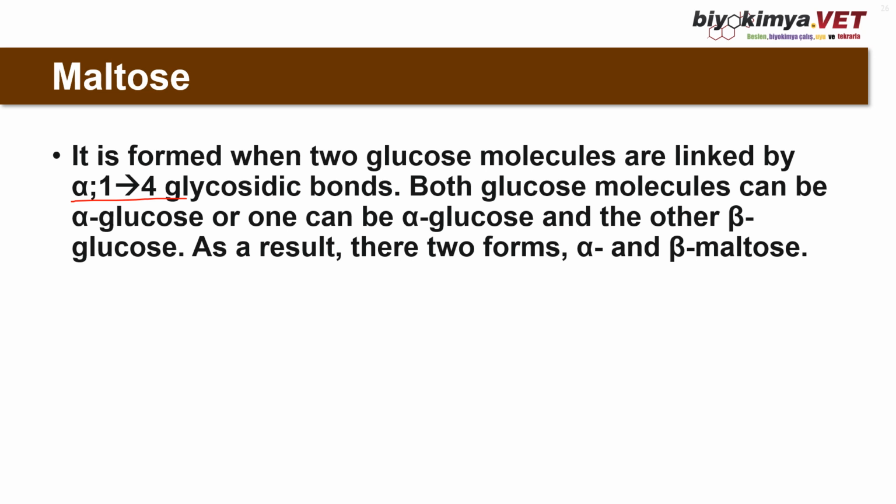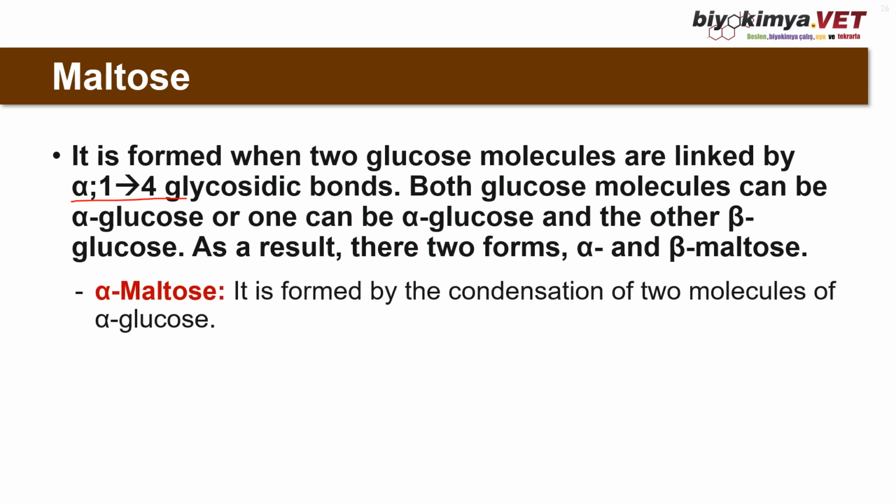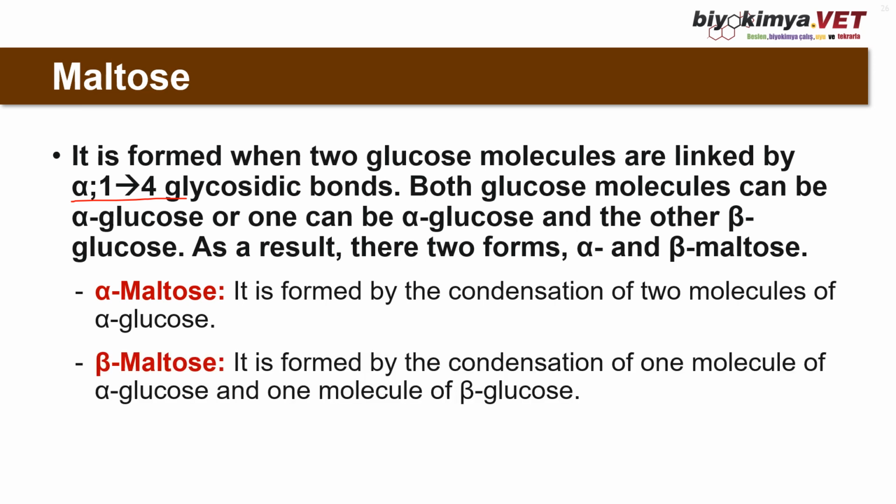It is of plant origin. It is a plant sugar, and also a component of starch. It's a disaccharide unit of starch. Alpha maltose is formed by the condensation of two molecules of alpha glucose, and beta maltose occurs due to condensation of one molecule of alpha glucose and one molecule of beta glucose.